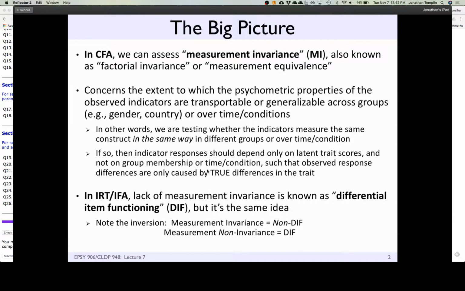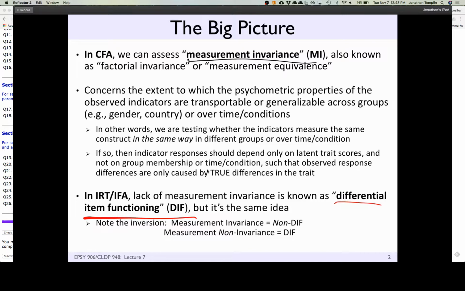And again, I'm going to use the terms equivalently: measurement invariance versus differential item functioning. They're effectively doing the same thing. The parameters of the model might change. Like in the CFA world, I'm going to compare CFA and IRT, but that's because those parameterizations are wildly different.